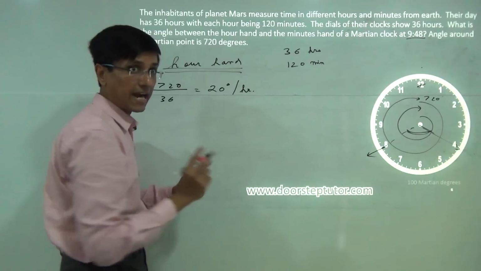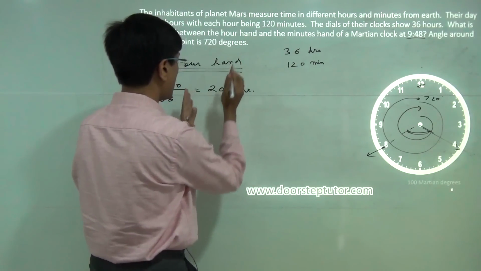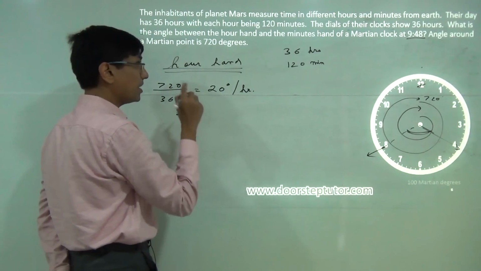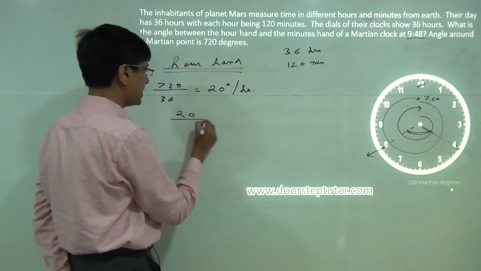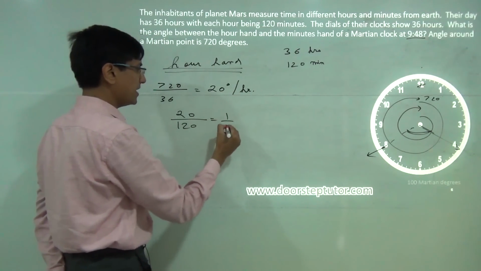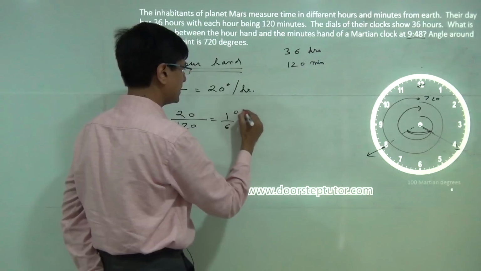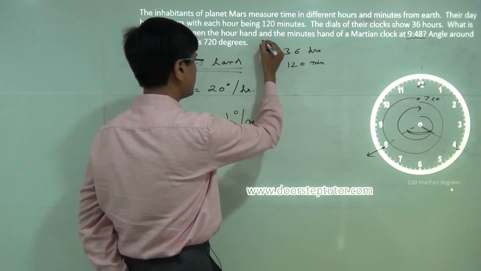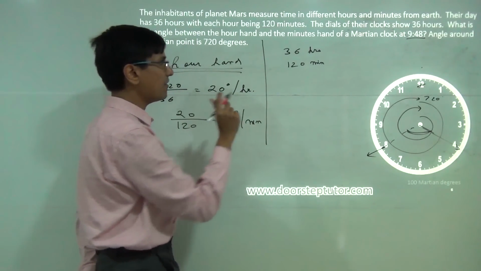What is the speed per minute? Notice we are still on the hour hand. What is the speed of the hour hand per Martian minute? 20 degrees per hour really means 20 divided by 120 degrees per minute, which is equal to 1 by 6 degrees per minute. So this is the speed of the Martian hour hand.